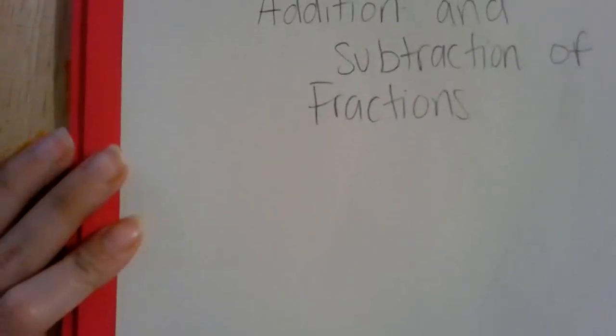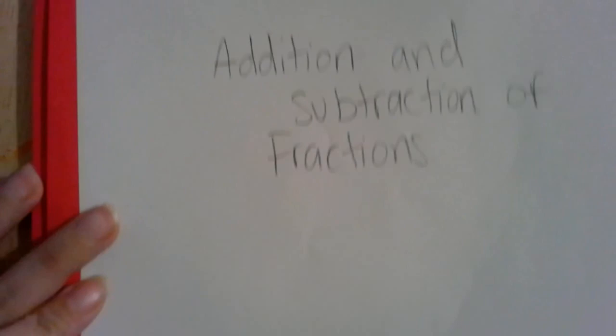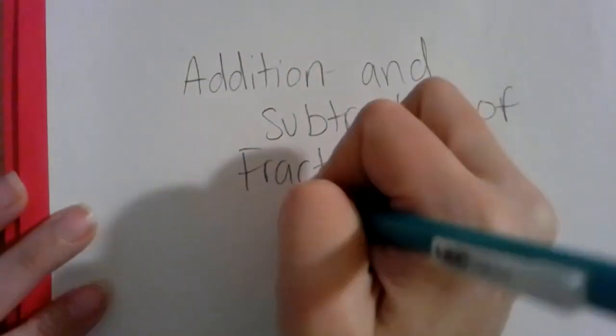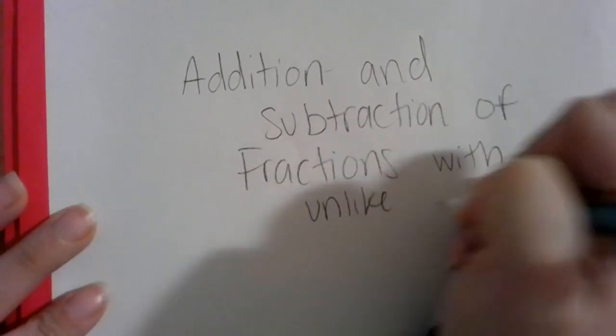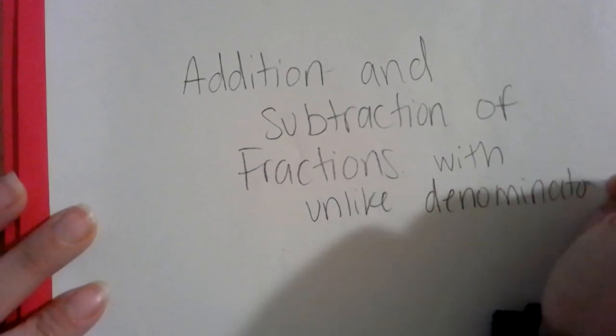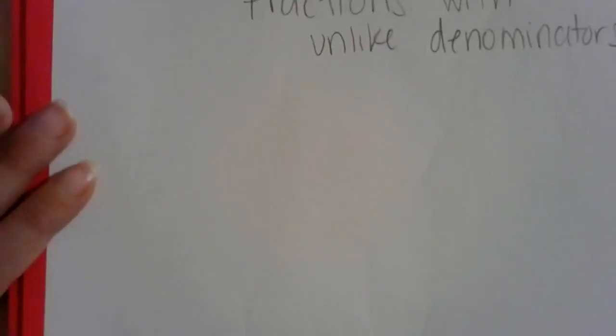In this video, we are going to be adding and subtracting fractions, specifically with unlike denominators. So that is when your denominator, or your bottom number, is not the same. In class, we discussed that the denominator has to be the same.